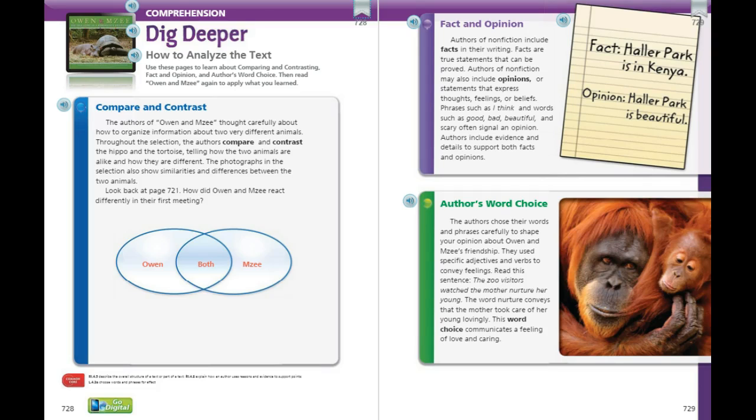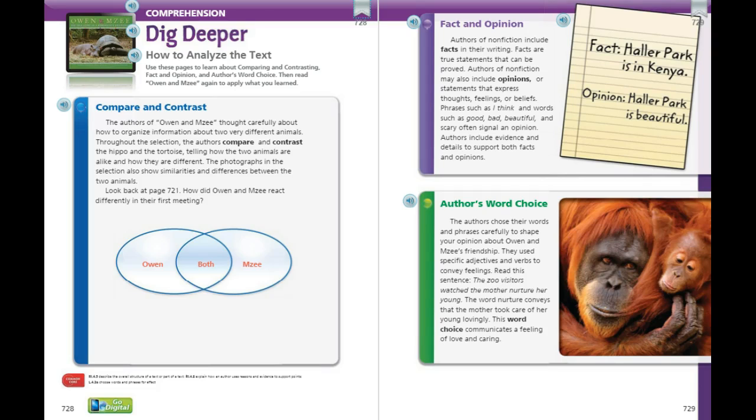Well, throughout the story, the authors tell how the animals are alike and different. I've learned that Owen is a hippo and Mazzei is a tortoise. So that's a really big difference. That would go on each of their sides of the Venn diagram. Owen is young, so that would go on Owen's side, but Mazzei is very old. So that's another difference. Owen and Mazzei eat beside each other, and the photograph on page 722 also shows them eating the same kinds of leaves. So that's something that's the same and can go in the middle of my Venn diagram where my circles intersect.